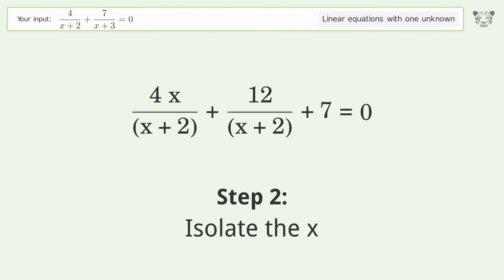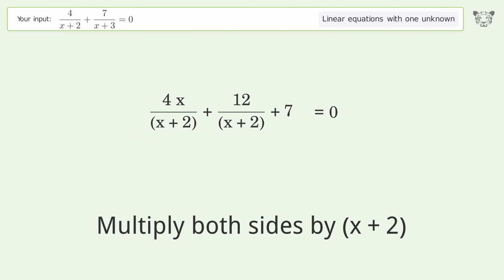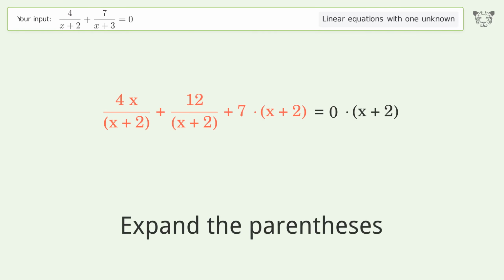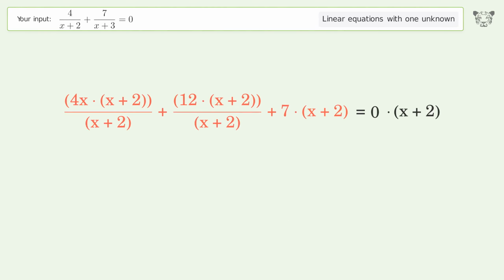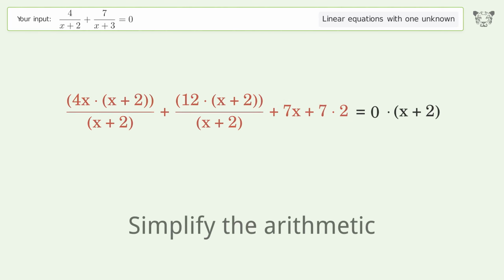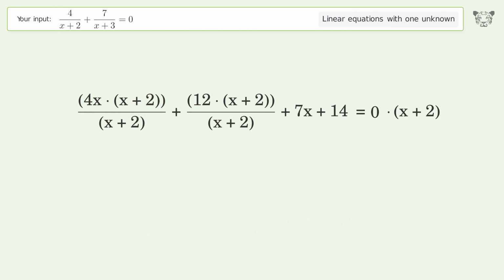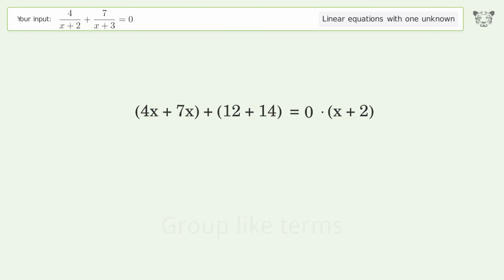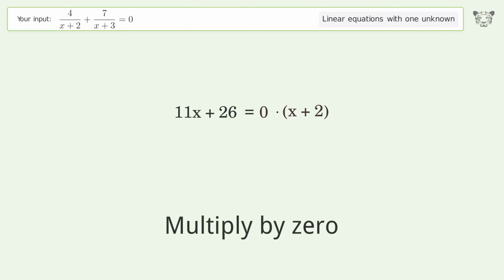Isolate the x. Multiply both sides by x+2. Expand the parentheses. Simplify the arithmetic. Group like terms. Simplify the arithmetic. Multiply by 0.